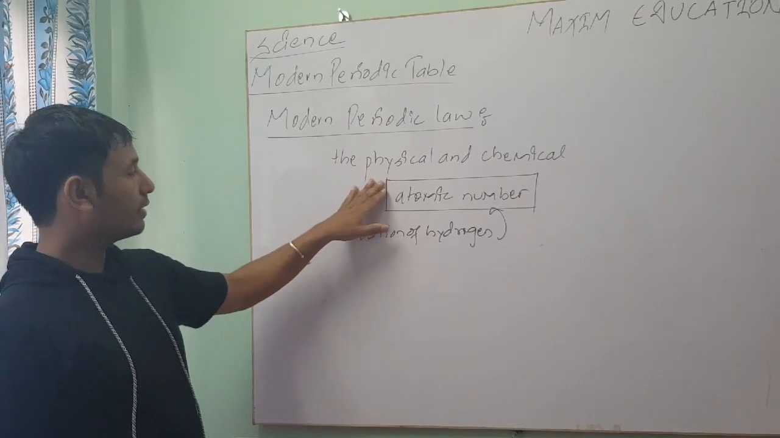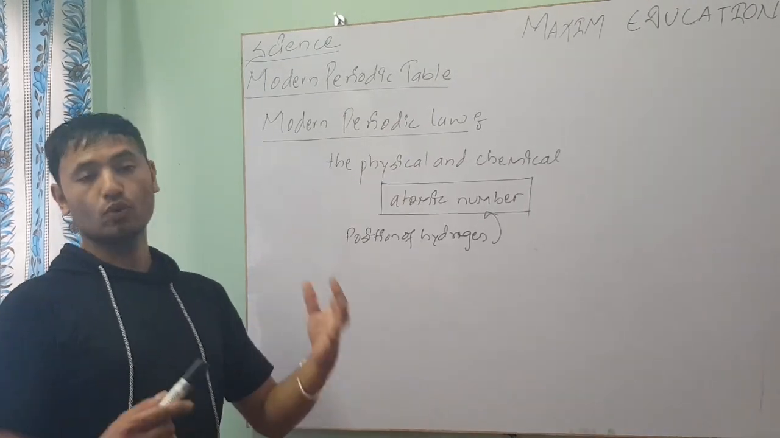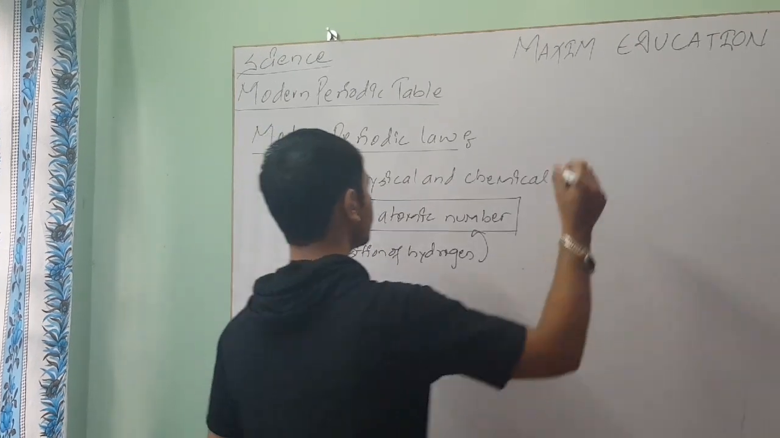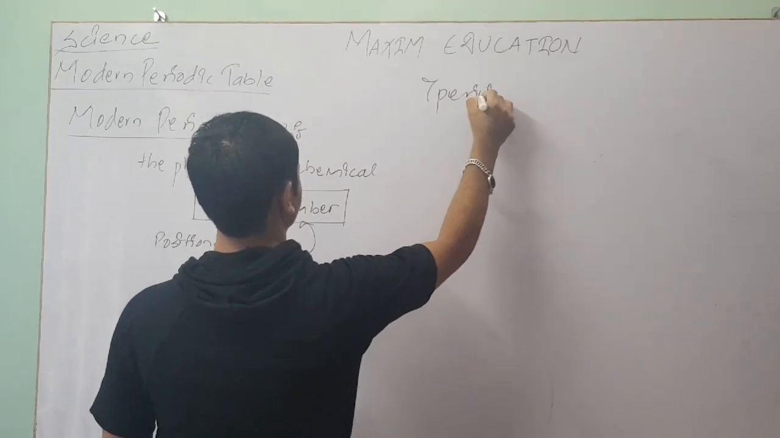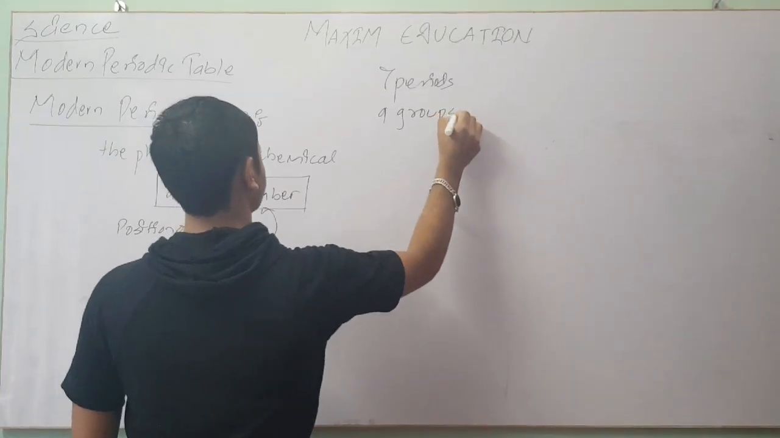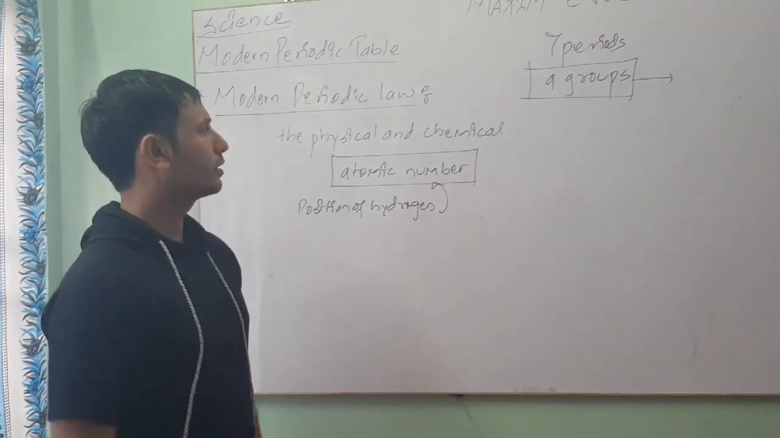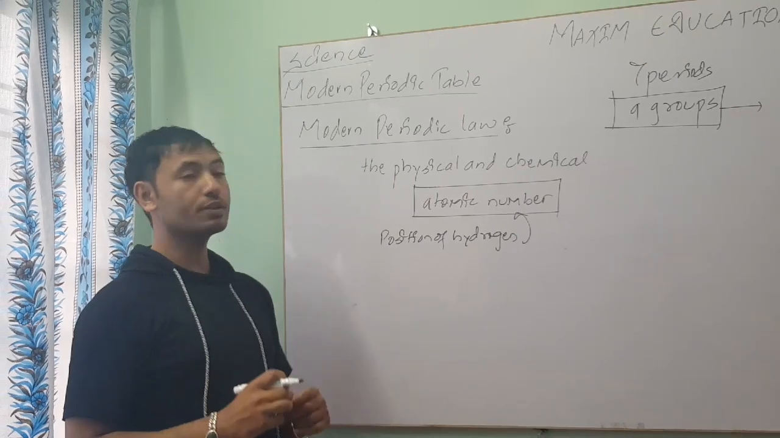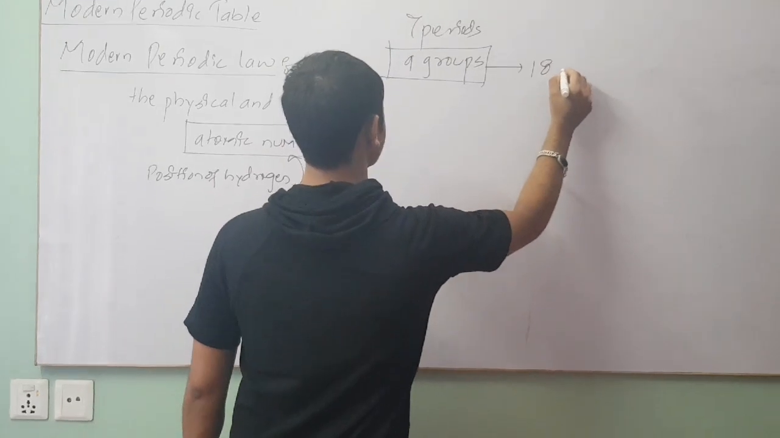After classifying the elements by atomic number, the long form of the modern periodic table consists of 7 periods and 9 groups. I want to focus on this first. Many of them tell there are 18 groups, but there are not 18 groups. There are 18 columns.